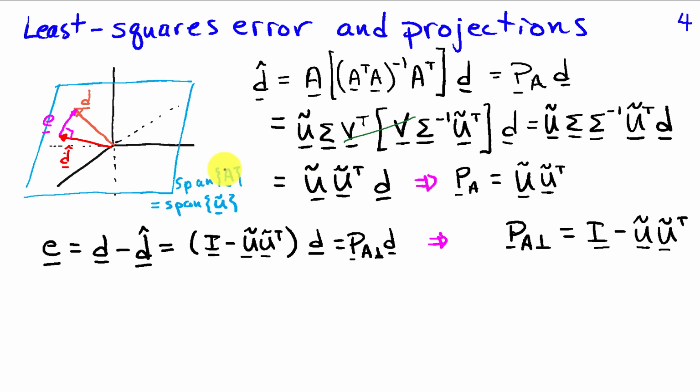So the error is going to be the difference between D and D hat, which we could write now using this new expression for the projection onto the space spanned by A as I minus U tilde U tilde transpose times D, and this is just the projection onto the space orthogonal to A. So we have the plane representing the space spanned by A, and then we have E lying in the space orthogonal to that plane, which we can represent as a projection onto A perp times D. Now, this projection can be expressed in terms of the left singular vectors as I minus U tilde U tilde transpose.